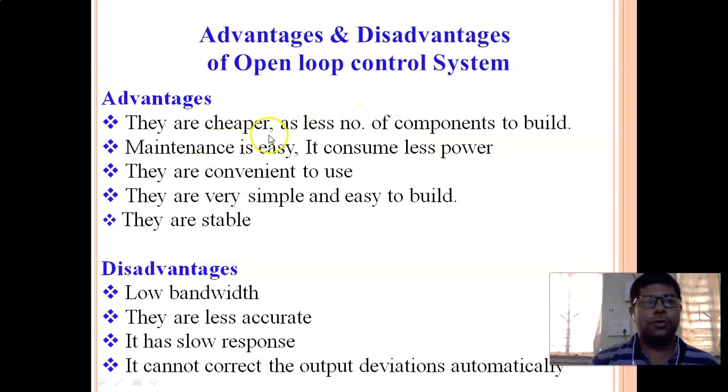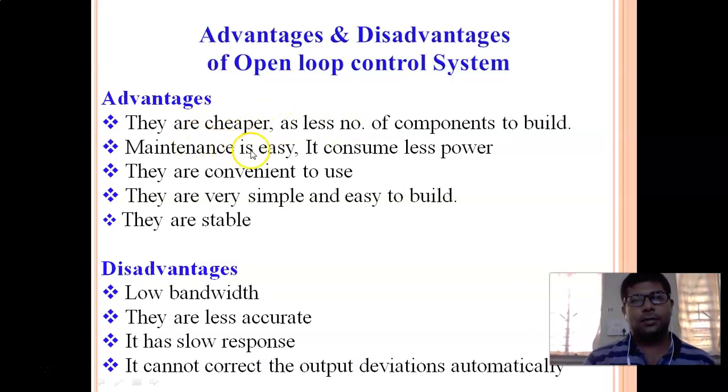If you keep in mind these advantages and disadvantages, then you will be able to compare open loop and closed loop control systems, and that will be very easy for you. So the first advantage is they are cheaper, as there is a small number of components to build. There are only two components, one is the controller and the second one is the process. So it is cheaper, means less cost, we can say.